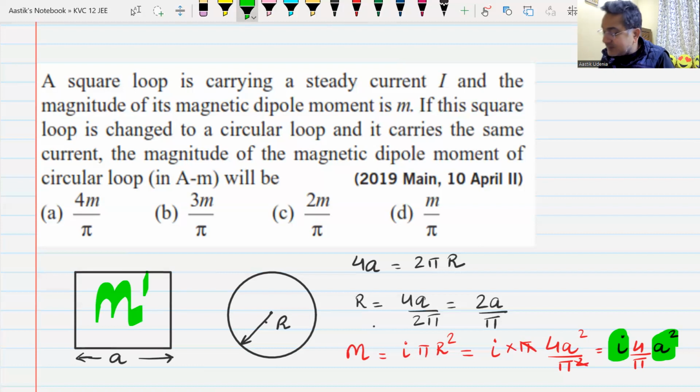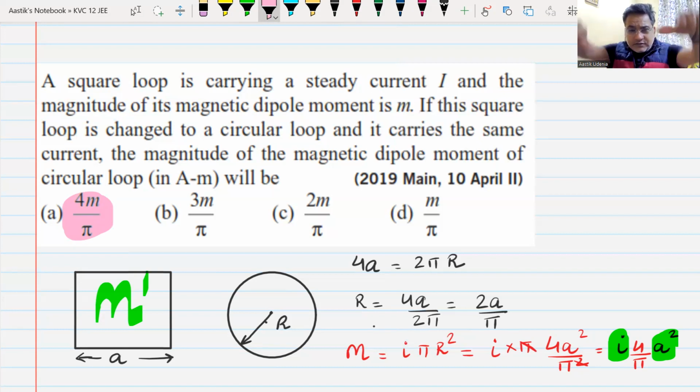Let me call this as M dash. So the magnetic moment of the circular loop M dash is 4 by pi times the original magnetic moment. So 4m by pi. Here comes the answer. Do we understand this? Yes, sir. Everyone understands this? How I got this?